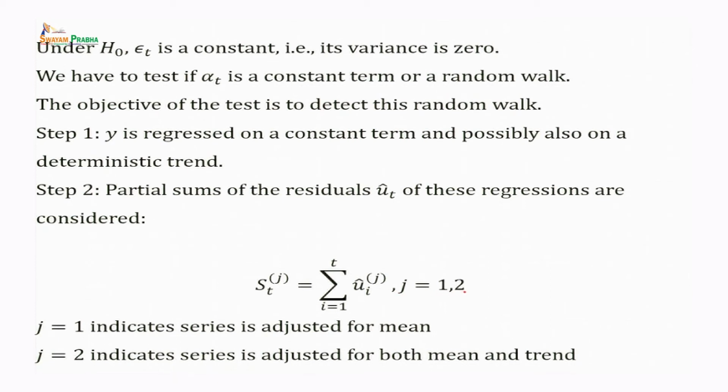J equal to 1 or 2. j equal to 1 indicates the series is adjusted for mean, and j equal to 2 indicates the series is adjusted for both mean and trend. So, we are considering both the cases when only a constant term is present and when the process has both a constant term as well as a trend. This procedure is actually very simple. You have just to calculate these partial sums.